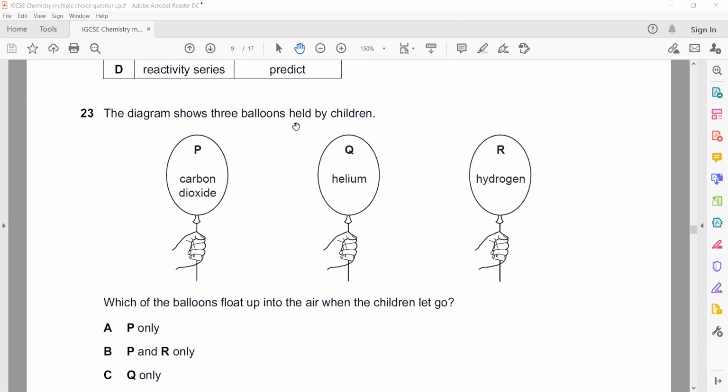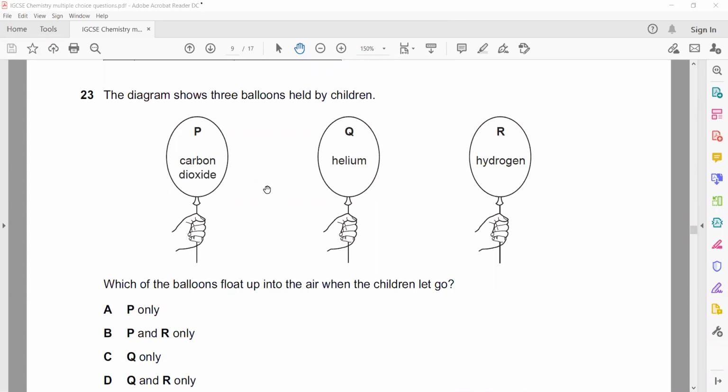The diagram shows three balloons held by children. Which of the balloons float up in air when the children let them go? So when you compare the densities of hydrogen and helium, they are lighter than air, so they both will rise. Carbon dioxide is denser than air, so it will not rise. So what's the answer for this? Q and R will rise.